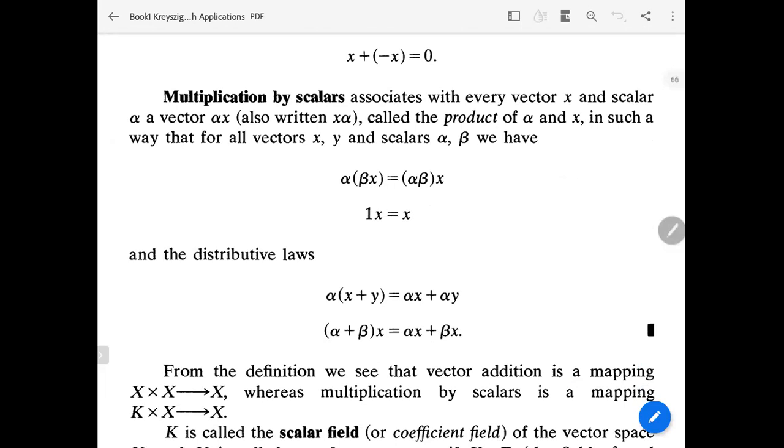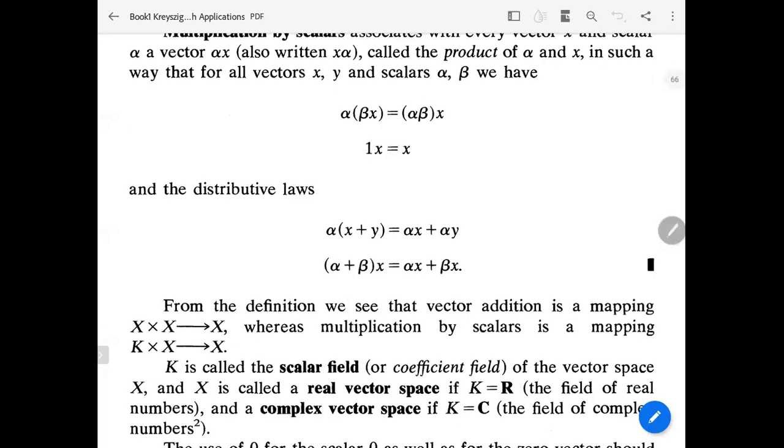So (alpha beta) x equal to alpha (beta x). So you can put bracket anywhere. So when it comes to a scalar multiplication, this bracket does not matter. And there is a scalar that is called 1. If you multiply that scalar with any vector, the answer is the vector itself.